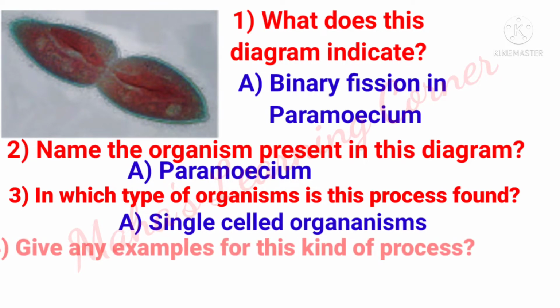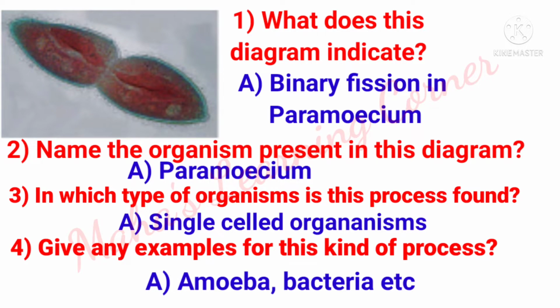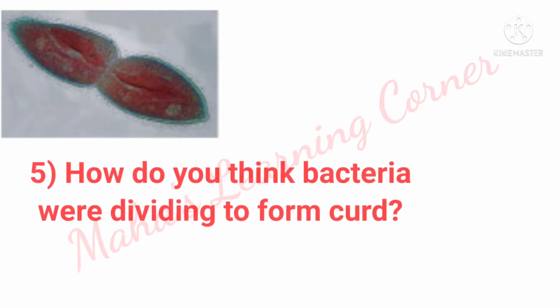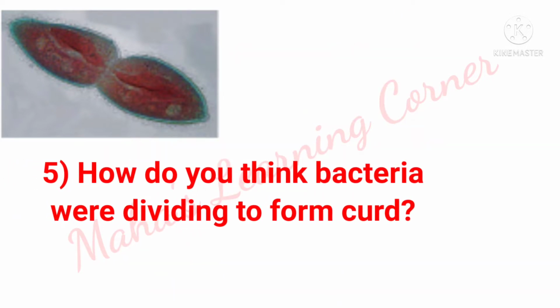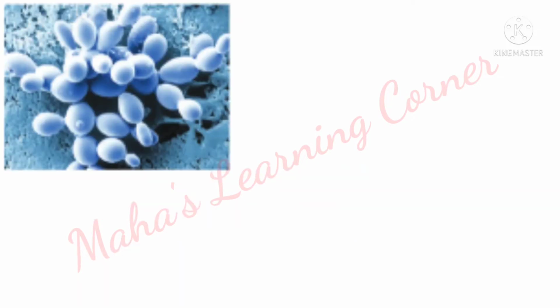Fourth one, give any examples for this kind of process. Correct answer, amoeba, bacteria, etc. Next one, how do you think bacteria were dividing to form curd? Correct answer, curdling indicates that the increase in number of bacteria by fission.